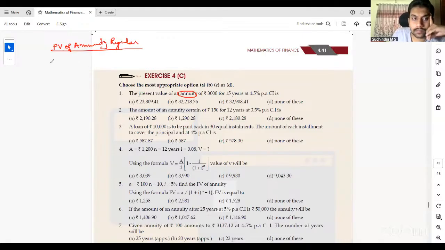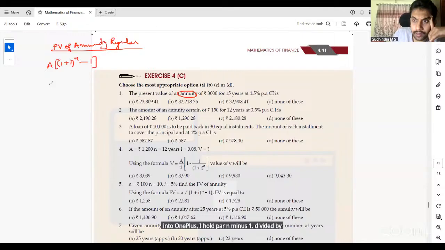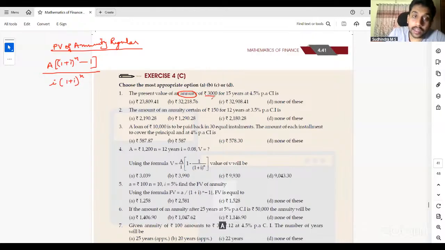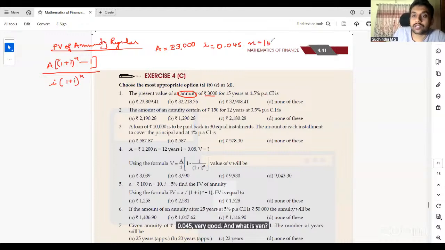A into (1 plus i) to the power n minus 1, divided by i into (1 plus i) to the power n. Yes, very good. What is 3000 here? Annuity amount, A. A is 3000. And what is i? 0.045. Very good. And what is n? 15 installments, correct? Just apply this formula.